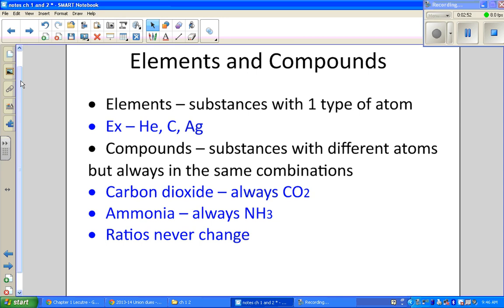So carbon dioxide is what you breathe out, and its formula is always CO2. If you changed it to something like CO and changed that ratio, you'd get a totally different compound, carbon monoxide. So compounds have to be in the same combination every time. So anybody, anywhere would recognize CO2 as carbon dioxide. Ammonia, which is a pretty strong cleaner, will always be in the ratio NH3. And one more time I put up on the screen, ratios will never change. Otherwise you'll get a different compound.